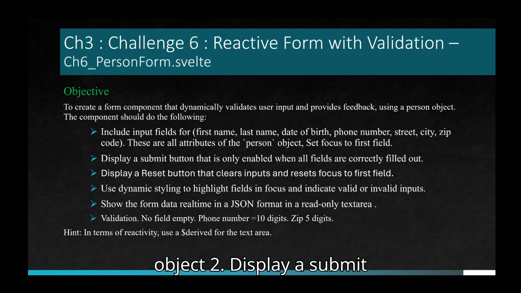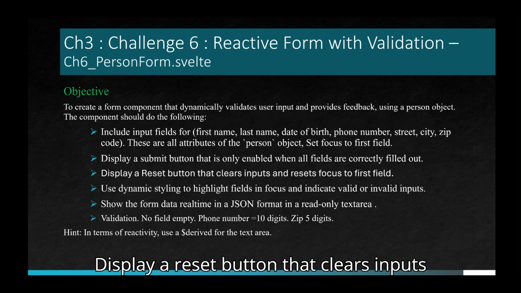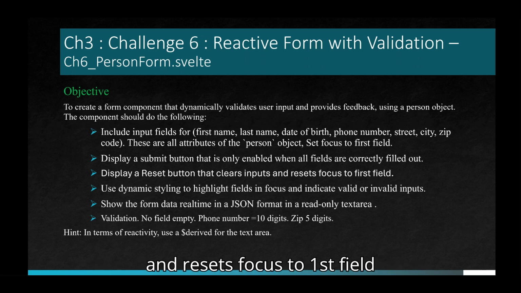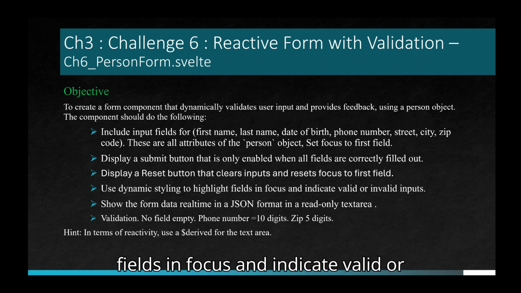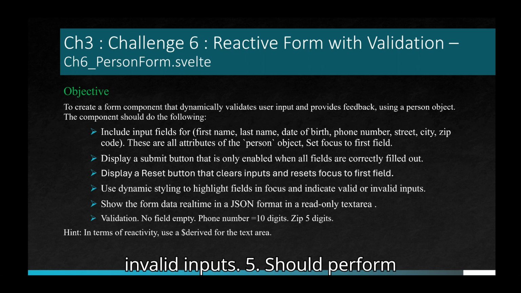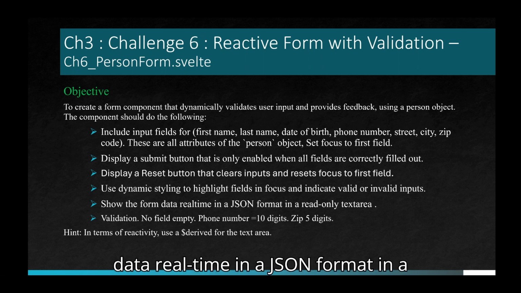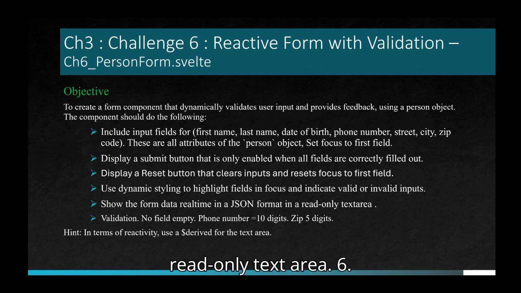2. Display a submit button that is only enabled when all fields are correctly filled out. 3. Display a reset button that clears inputs and resets focus to first field. 4. Use dynamic styling to highlight fields in focus and indicate valid or invalid inputs. 5. Show the form data real-time in a JSON format in a read-only text area. 6. Validation. No field should be left empty. Phone number equals 10 digits. Zip equals 5 digits.